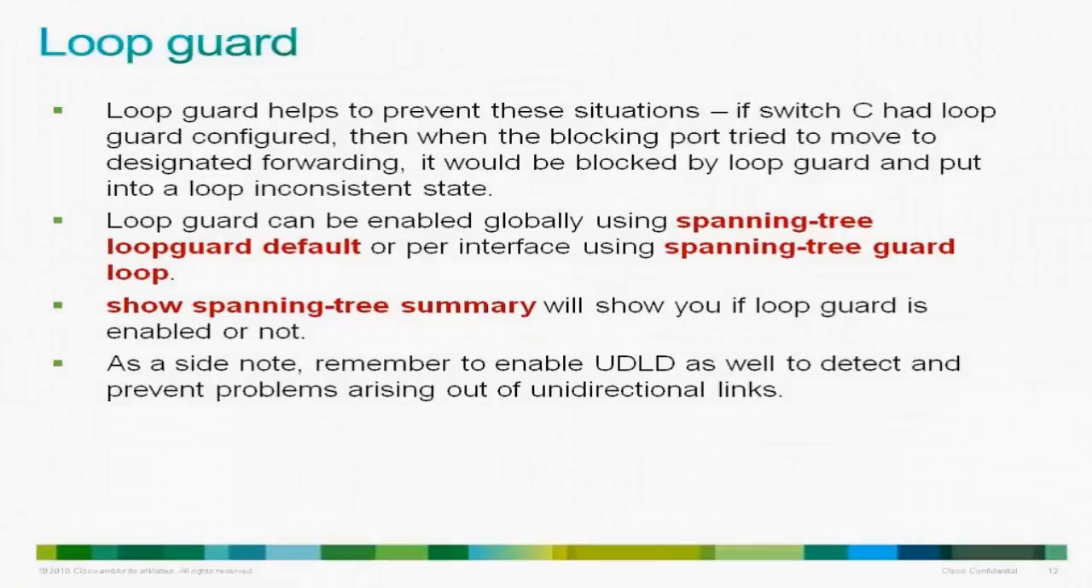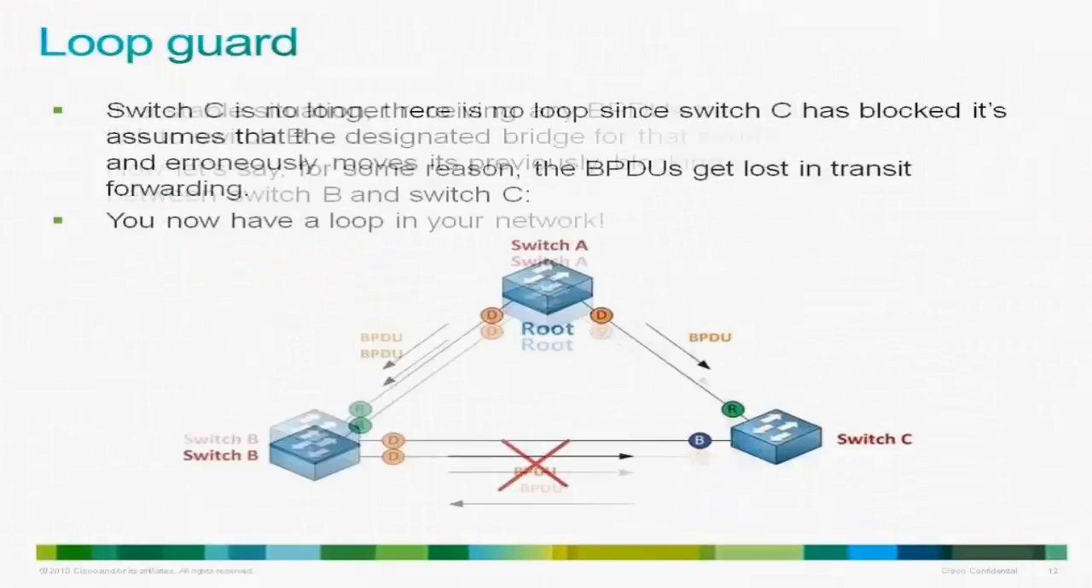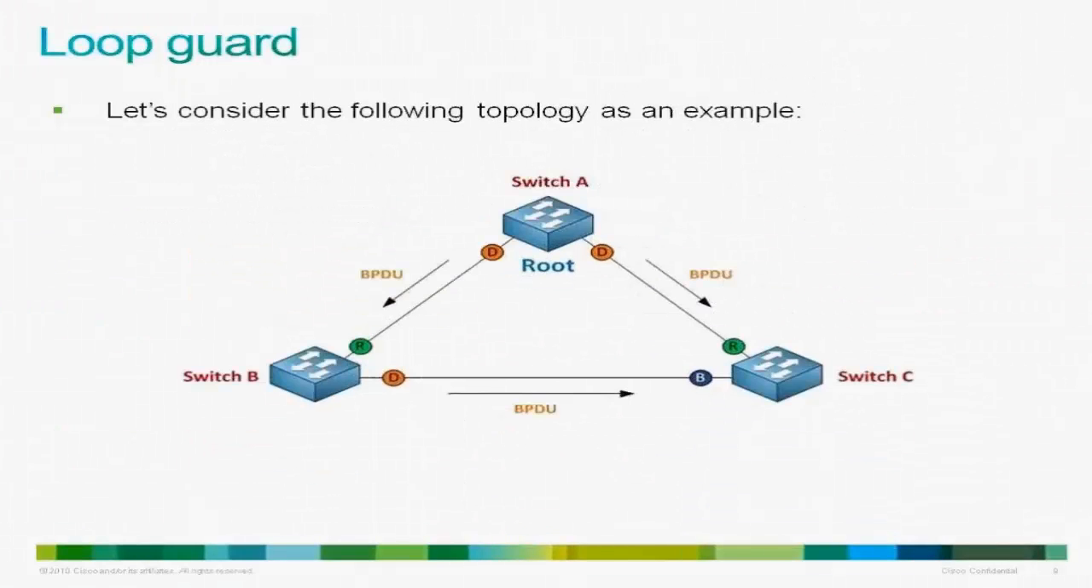There are several ways that you can configure LoopGuard. You can do it globally, using the spanning-tree loopguard default command, or you can do it per interface using the spanning-tree guard loop command. Now, one of the really important questions to address is which interfaces should have LoopGuard configured on them, considering just this topology.